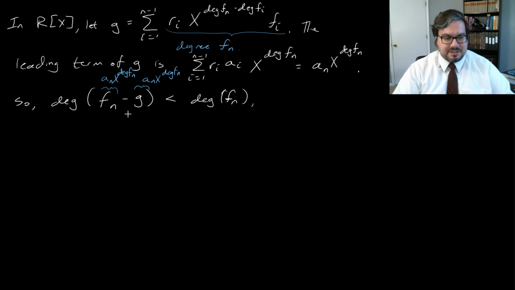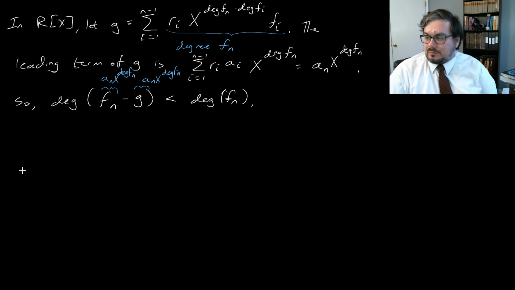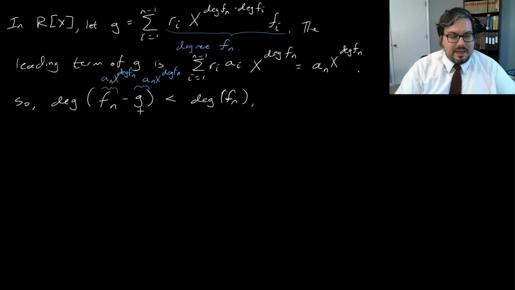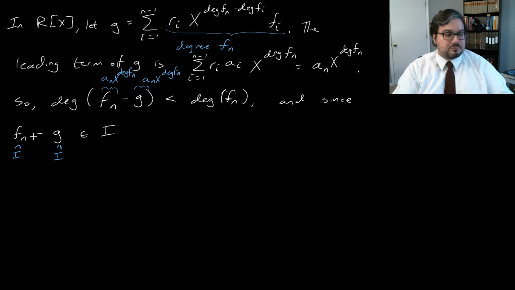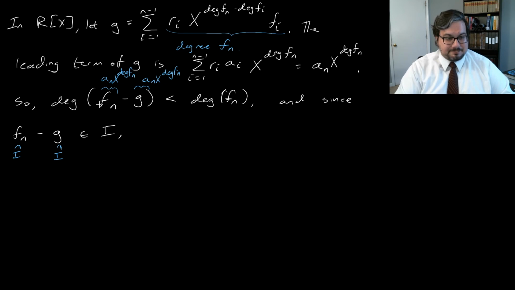Now, because the degree of fn minus g is less than the degree of fn, we can also notice that fn minus g has to belong to the ideal I. This is because fn belongs to I and g belongs to I. We have that the element fn minus g belongs to I and it has degree less than fn.